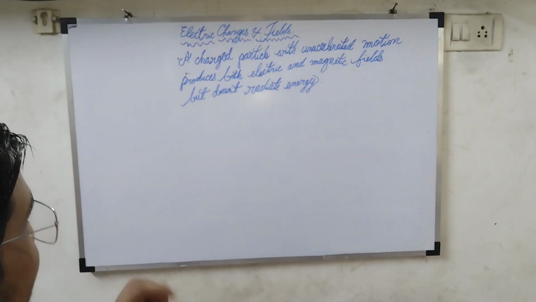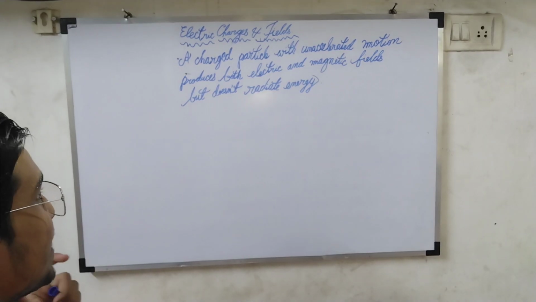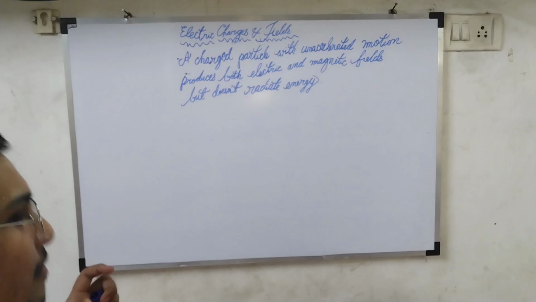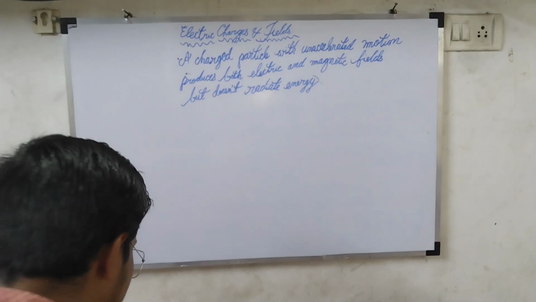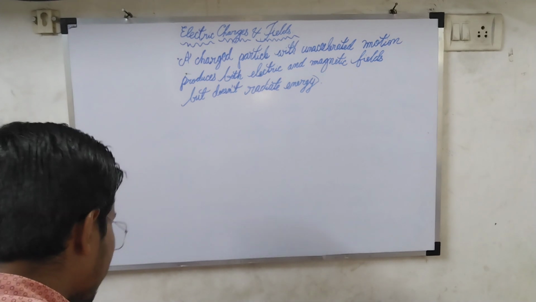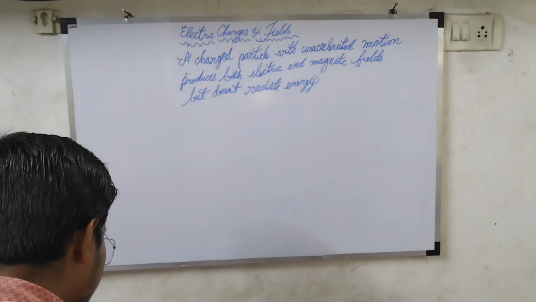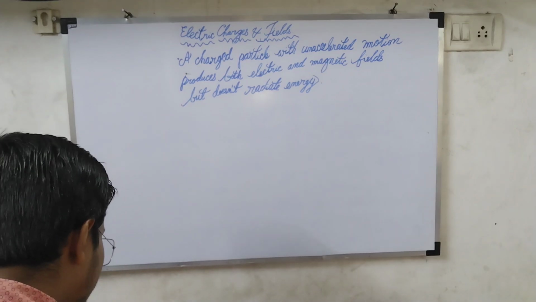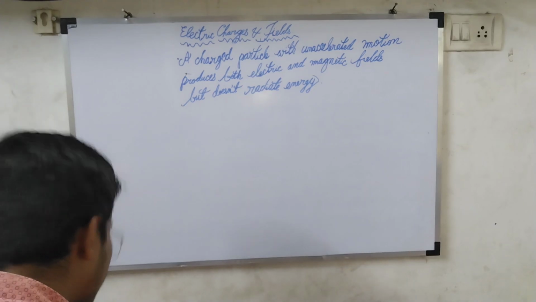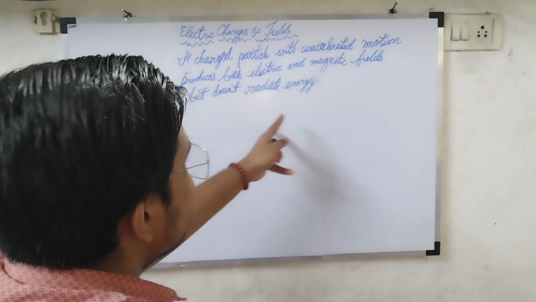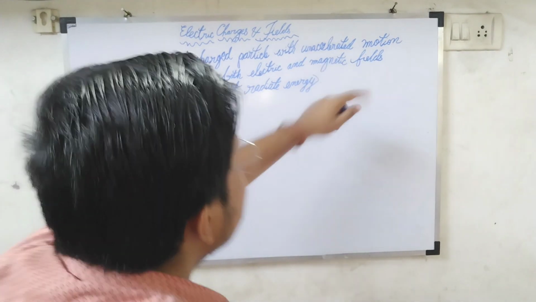The first point we learned is that a charged particle at rest produces an electric field, but a charged particle with unaccelerated motion, that is in motion, produces both electric and magnetic fields, but it doesn't radiate any energy. But what happens when a charged particle is in accelerated motion? It can produce both electric and magnetic fields, and it can also radiate energy.